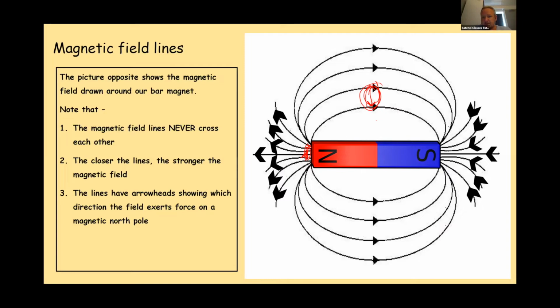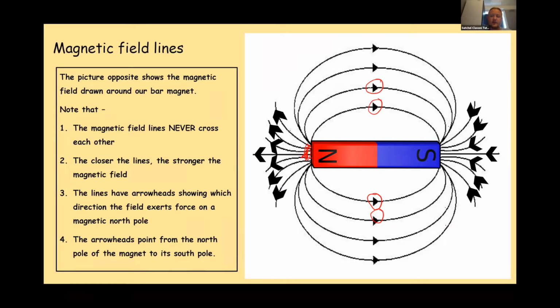The other thing about the magnetic field is that the lines have arrowheads on them, and these arrowheads show the direction that the magnetic field exerts force on a magnetic north pole. The arrowheads also point, quite conveniently, from north to the south pole. The exception being this one here, which points out from the north, but because it's directly down the center of the magnet, it's not able to bend either one way or the other to get to the south pole of this same magnet.